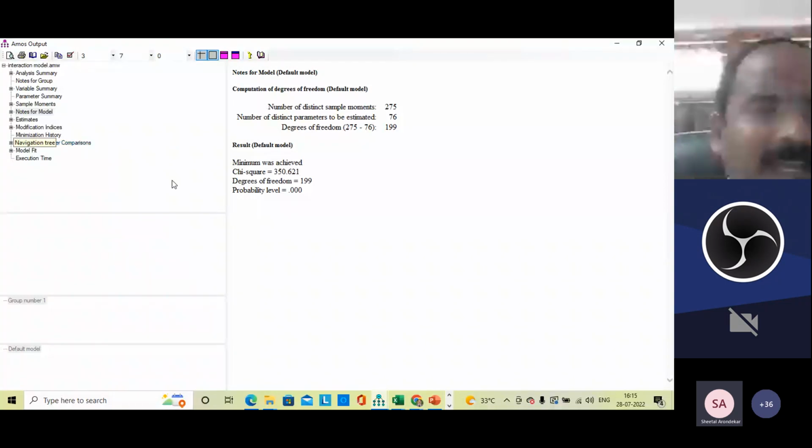What I need to do, I need to go to the estimate. There is a menu in the left hand side, estimate. Please go there to the estimates. There are so many menus, starting from analysis summary, notes of group, variable summary, parameter summary, sample moments, notes of the model, then estimate, then modification indices. So many things are there. So go to the estimate, all of you.